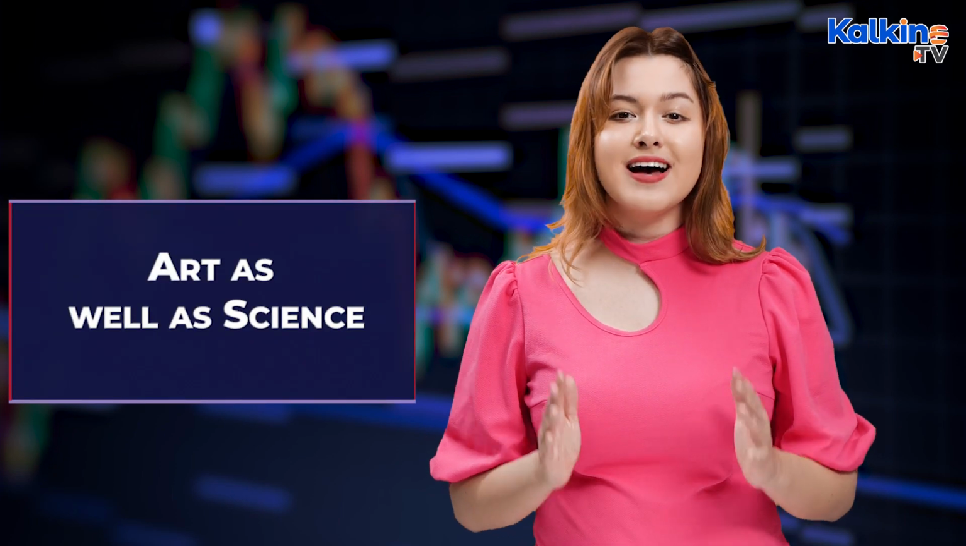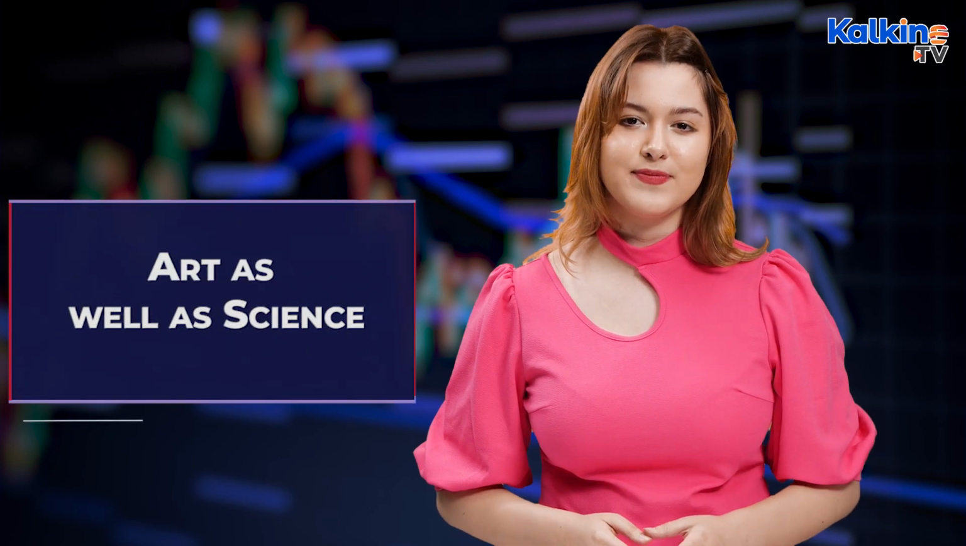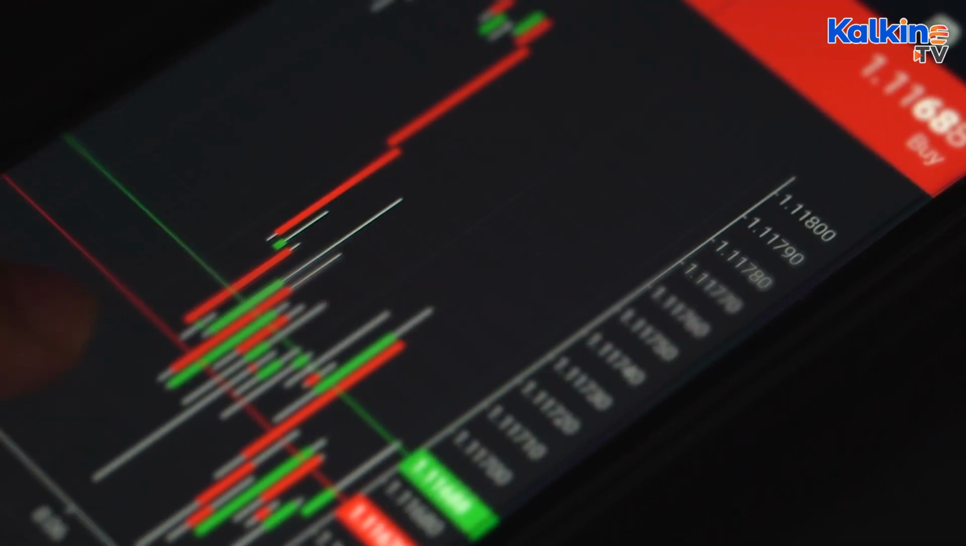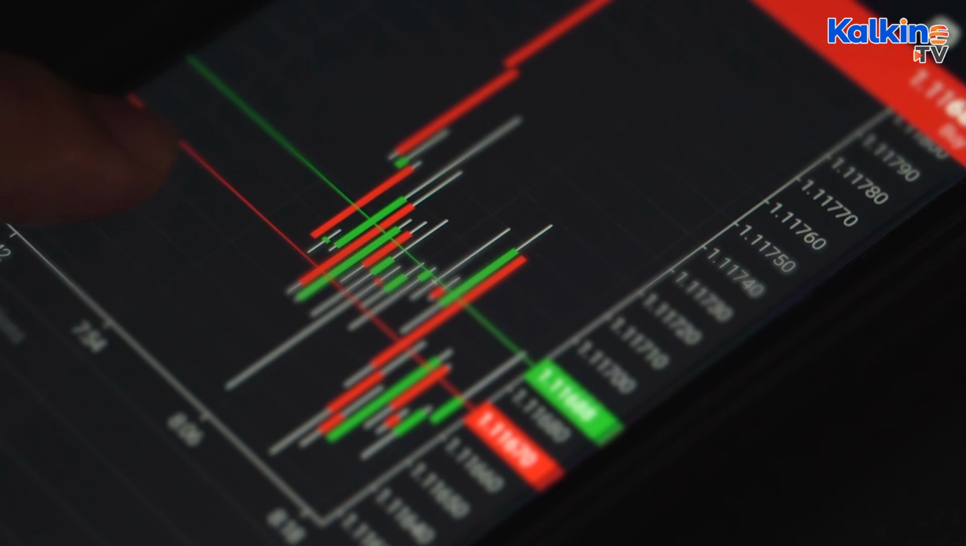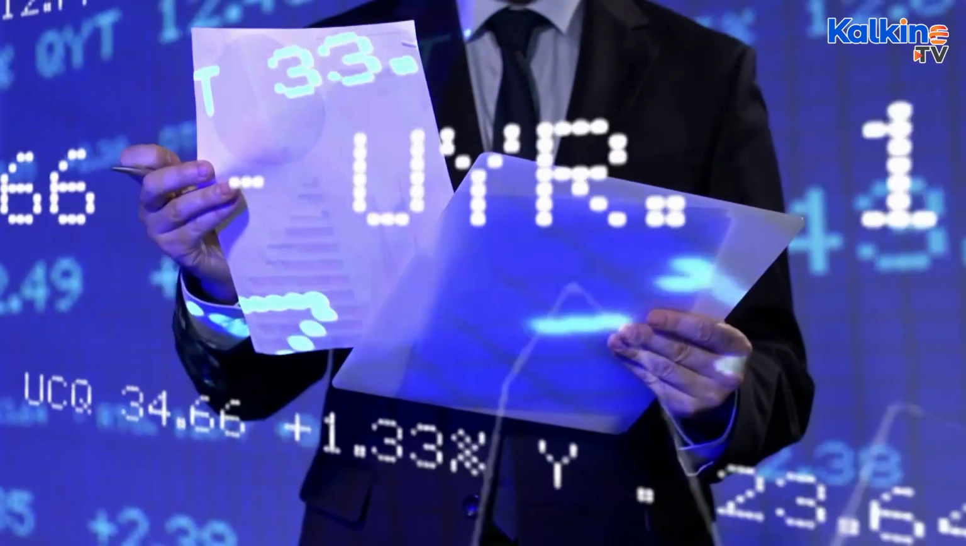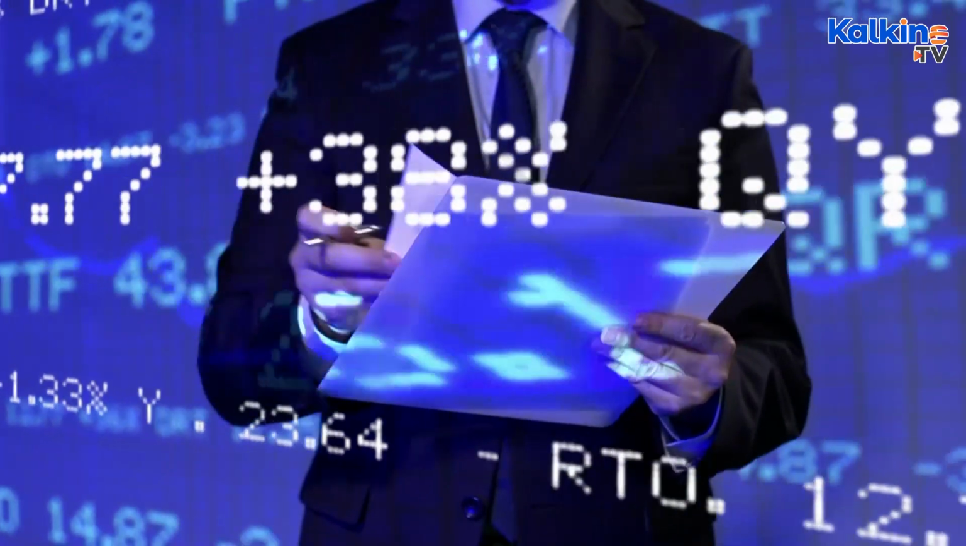And lastly, remember, it's art as well as science. Some of the components of technical analysis are subjective in nature, and some are objective. Therefore, the subjective components are more of a set of an art, and analysis of which is to a great extent dependent on the knowledge and experience of an investor.